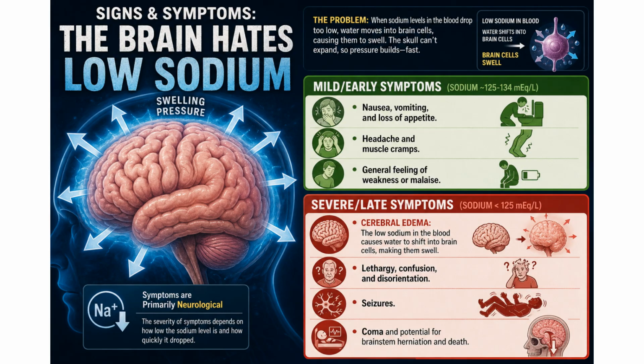The symptoms of SIADH are almost all neurological, and that's because the brain is extremely sensitive to low sodium levels. When the blood is too dilute, water moves from the blood into the brain cells, causing them to swell, a condition called cerebral edema. In mild cases, this can cause nausea, headache, and muscle cramps. But as the sodium level drops further, the brain swelling becomes much more dangerous, leading to confusion, lethargy, and life-threatening emergencies like seizures, coma, and even death.